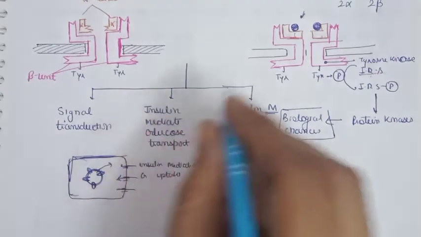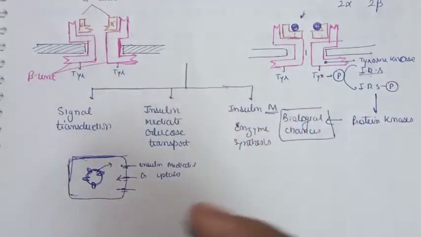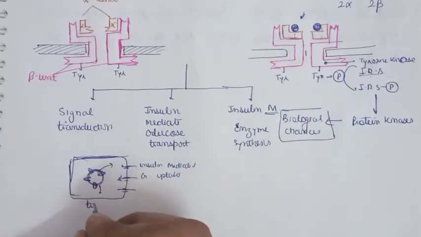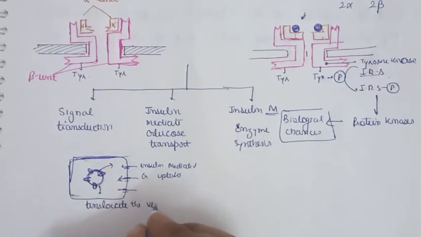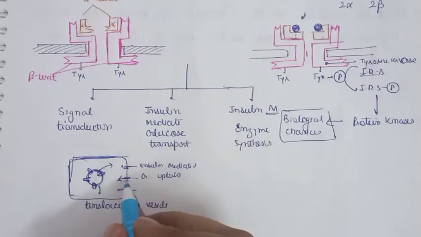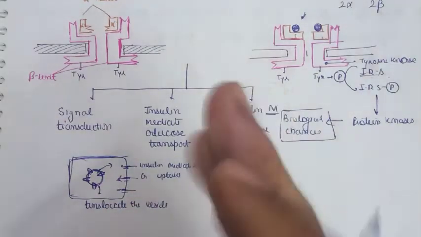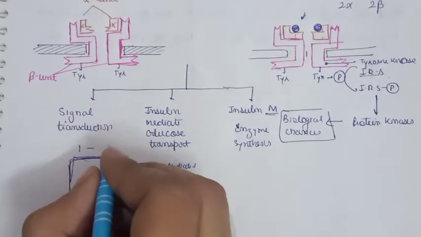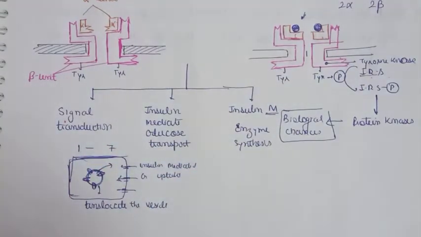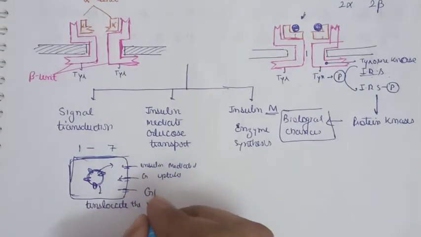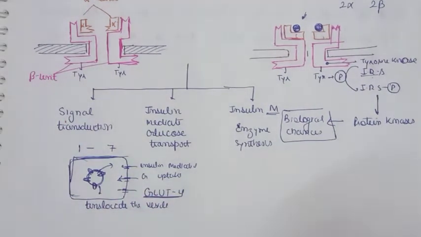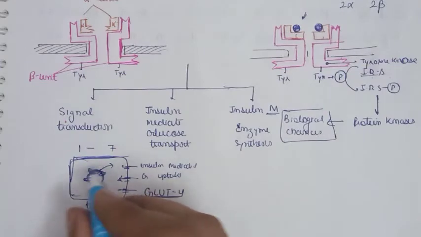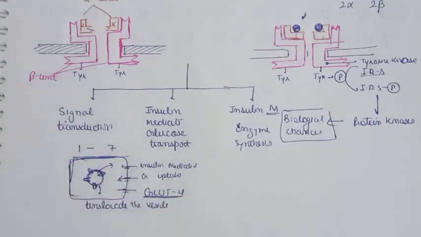So in this, there is some conformation change that translocates the vesicles containing the glucose transporters. There are many glucose transporters, GLUT 1 to 7, but the insulin mediated glucose transporter is GLUT4. So insulin causes translocation of the GLUT4 from inside the cell to the surface. Hence, it mediates the glucose uptake by the cell.